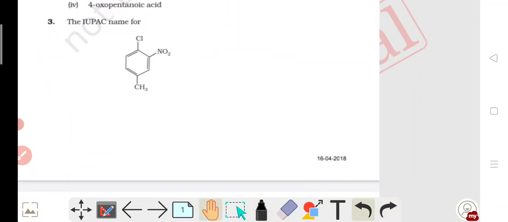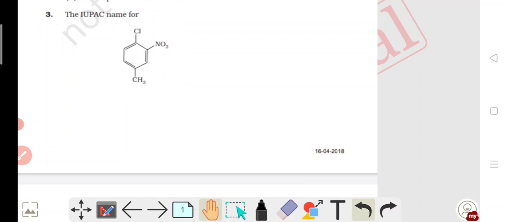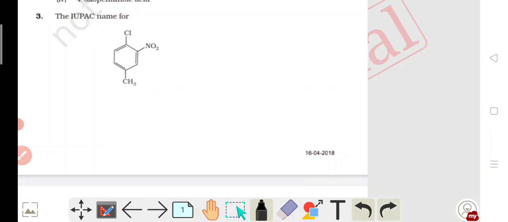Then comes question 3. The IUPAC name for this compound. It is an aromatic compound. Here also the same rules apply, that is longest chain and lowest sum, functional group priority, and alphabetical order. Here all these groups attached to this are used as substituents. So all these are substituents. Now start the numbering in such a manner that all the substituents get numbered, and that also in lowest sum. So it starts from chlorine, then methyl is 4, nitro is 2.